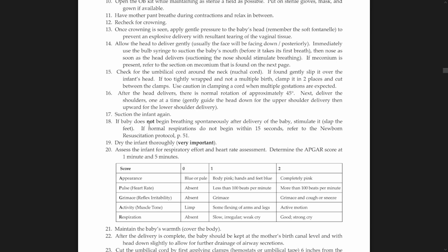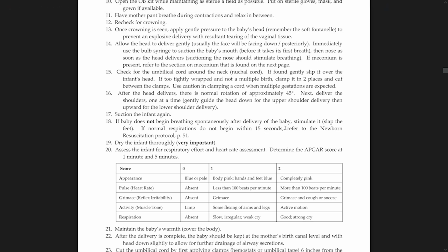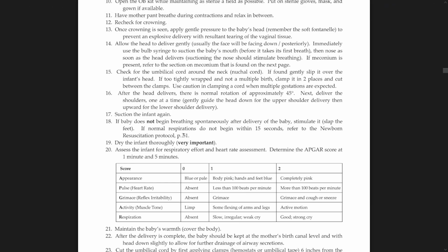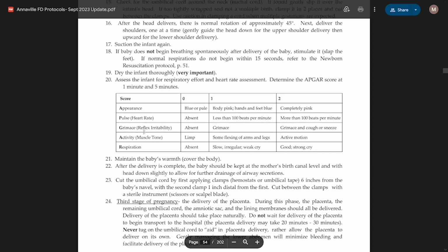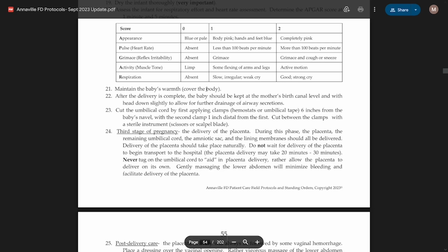Suction the infant again. If the baby does not begin breathing spontaneously after delivery of the baby, stimulate it, slap the feet. If normal respirations do not begin within 15 seconds, refer to the newborn resuscitation protocol on page 51. Dry the infant thoroughly. This is extremely important. Assess the infant for respiratory effort and heart rate. Determine the APGAR score at 1 minute and 5 minutes. So you can see here's a detailed list of the APGAR scoring going from appearance, the pulse or the heart rate, the grimace, which is the reflex irritability, the activity or muscle tone, and the respirations. You can look this up on your own time, but it's a score of 0 to 2, 10 being the best score, 0 being the worst.